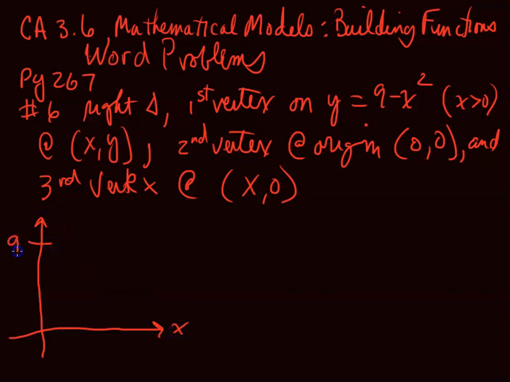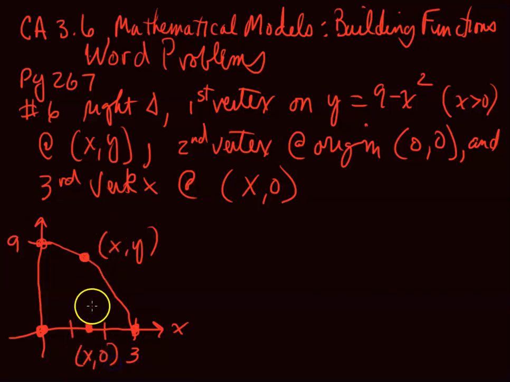So here's the 9, we'll say, and here's the 3. So this is a parabola, opens down. The y-intercept is 9. When y is 0, x must be 3. It could be negative 3 too, but we just worry about positive x's. And the point is going to be someplace on here, x, y. Another point will be at the origin, 0, 0. And if another point is on the x-axis, then it'll be x, 0. So these x's, once we choose it, have to be the same.